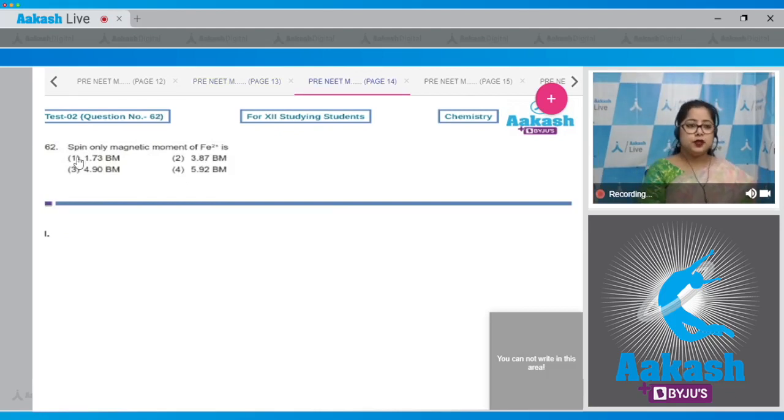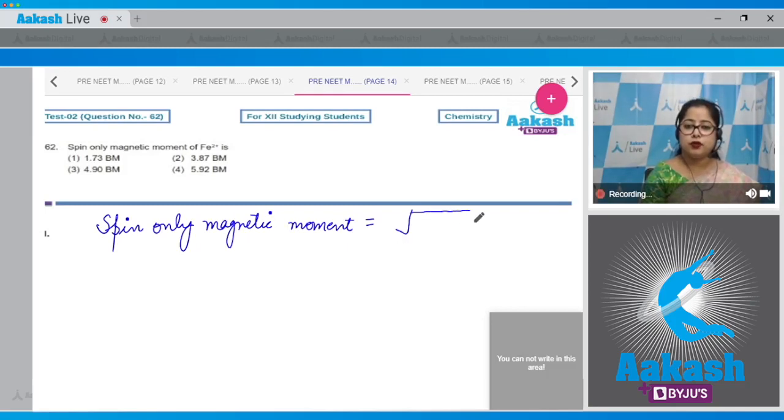Let's read the question. Spin only magnetic moment of Fe2+ is. Student, first of all, we need to know the formula to calculate spin only magnetic moment. So here I'm writing spin only magnetic moment is equal to under root of n(n+2) BM. BM is Bohr magneton, where n represents number of unpaired electrons.